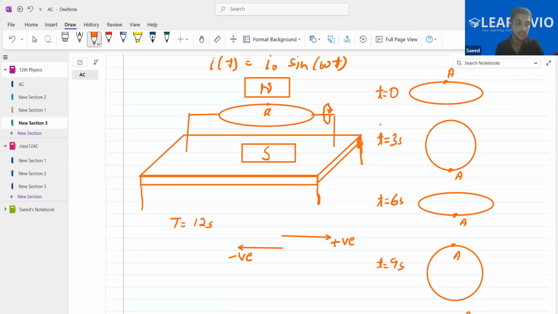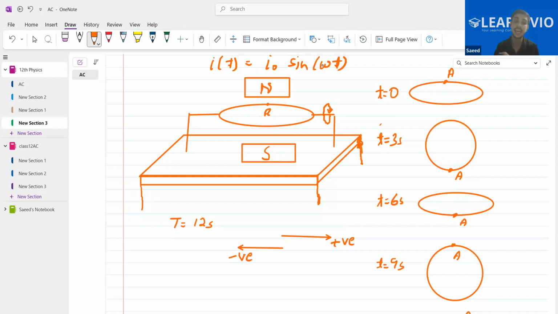Wait, I didn't understand the last part, sir. See, be with me. I'm repeating again from the very start. It will try to increase the downward flux, because the downward flux is decreasing. Yes or no? But then how downward?